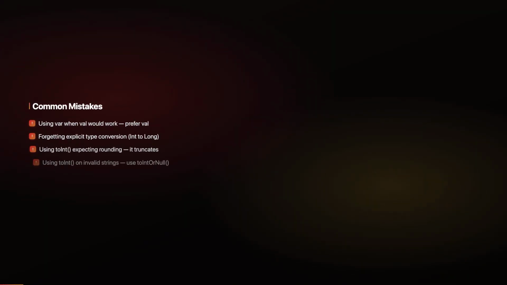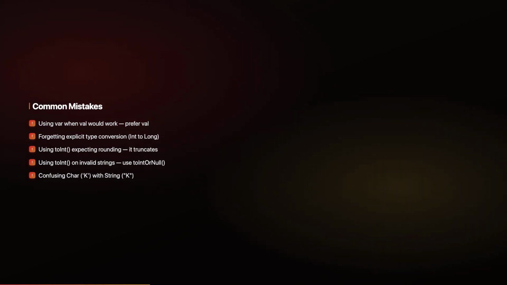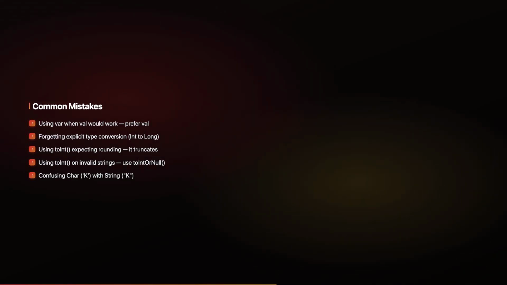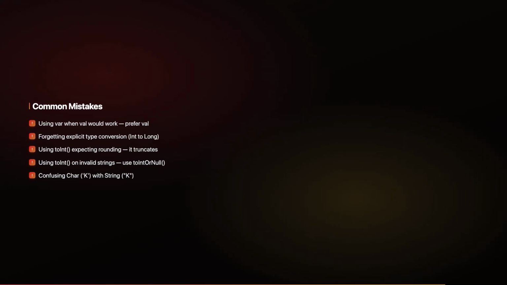Here are the most common mistakes with variables and types. Using var when val would work. Prefer val for safety. Forgetting that type conversions are explicit. Int does not automatically become Long. Confusing toInt, which truncates, with roundToInt, which rounds. And using toInt on invalid strings, which crashes. Use toIntOrNull instead.